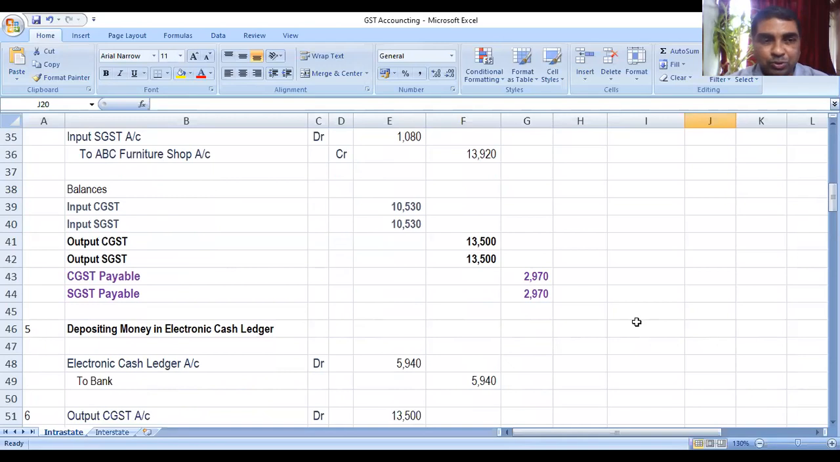In this example, we have understood output liabilities were 13,500 each for CGST and SGST respectively, and input tax credit was 10,530 for CGST and the same amount for SGST. So after setting off, that means 13,500 minus 10,530, 2,970 has to be paid by way of CGST, and SGST is also payable 2,970. Now question 2 is how this amount of 2,970 will be paid. How will we be able to pay this amount?